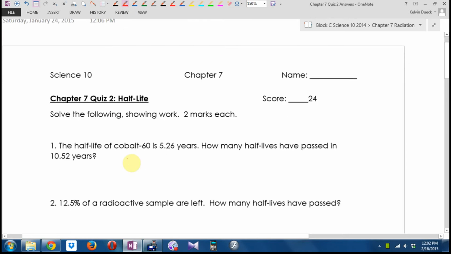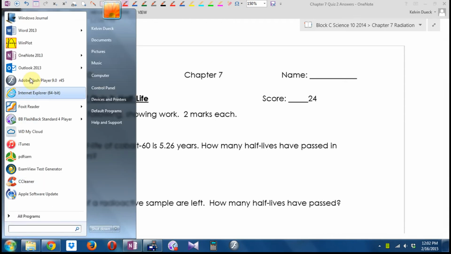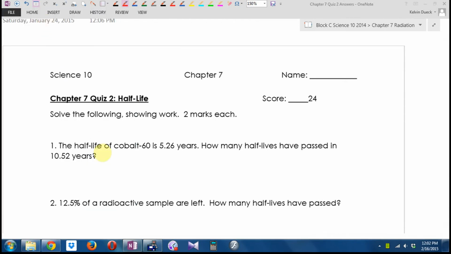So, Chapter 2 quiz, half-life. Rylan, half-life is a tricky concept for two reasons. First of all, the mathematical concepts of it are tricky. But the second issue is the counting. There's something in computing that we talk about. It's called a fence post error.